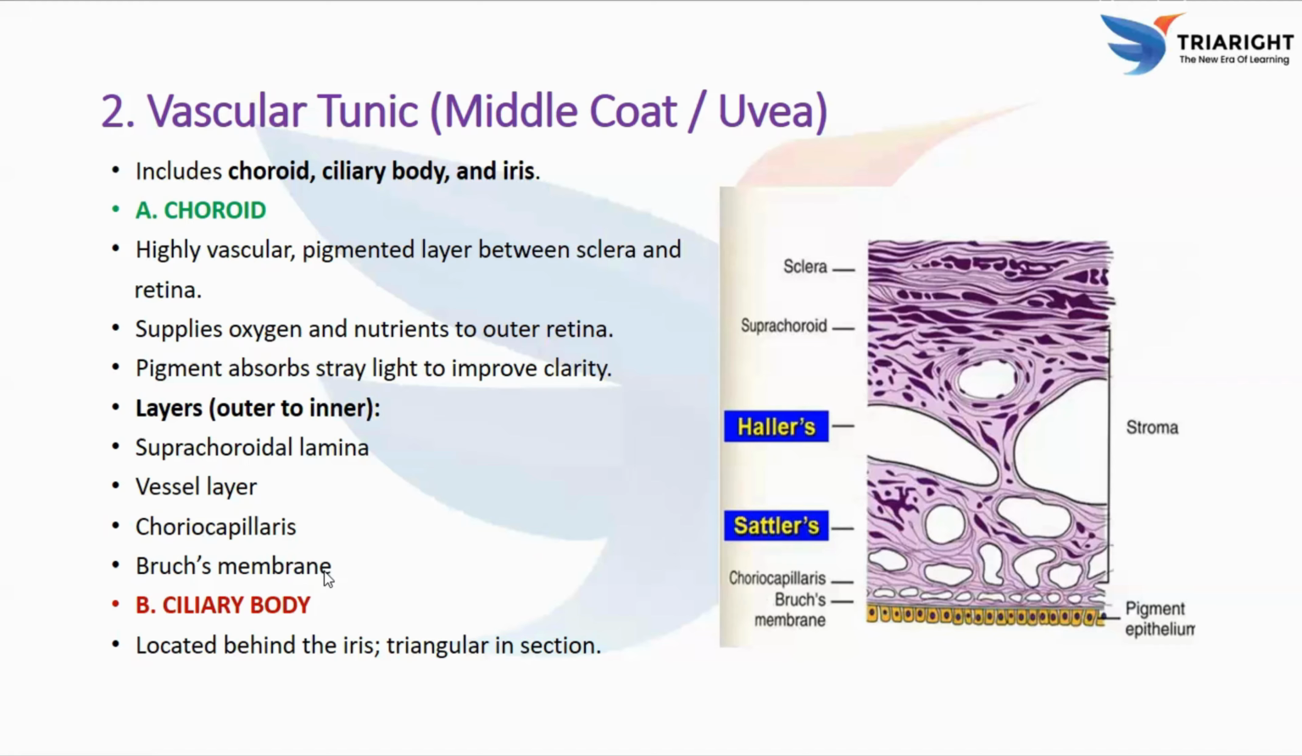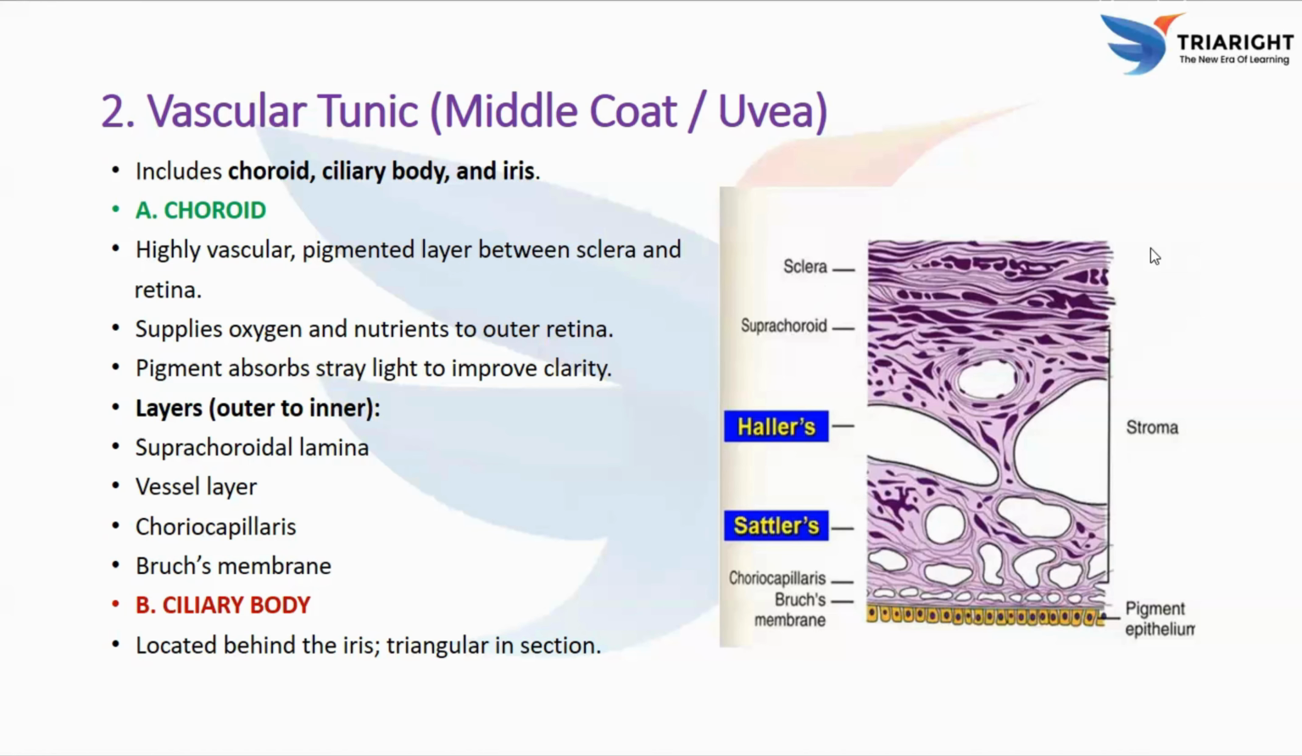So what is Bruch membrane? It is a thin multi-layered membrane between the choroid and the retinal pigment epithelium. This maintains the exchange of nutrients and waste between the choroid and retina. This membrane is important in diseases such as age-related macular degeneration, or AMD.